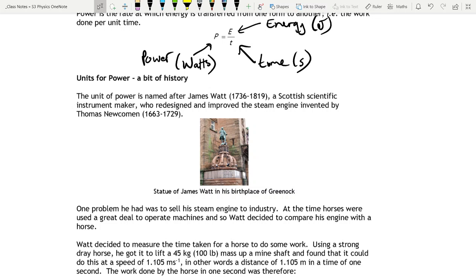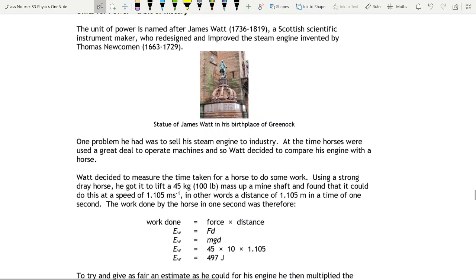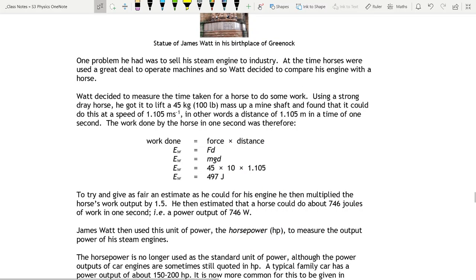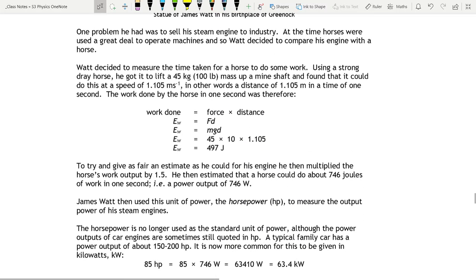The work done by the horse in 1 second was therefore, we know that work done is force times distance. So work done is mass times gravitational field strength times distance, because it's going up. So it's basically your potential energy. So 45 times, estimating it to be 10, times the distance that it travelled. So the work done was 497 joules.